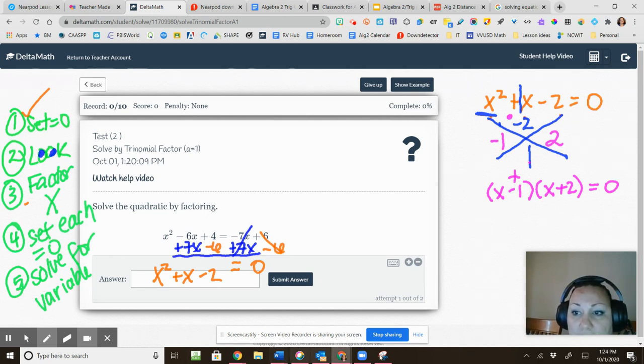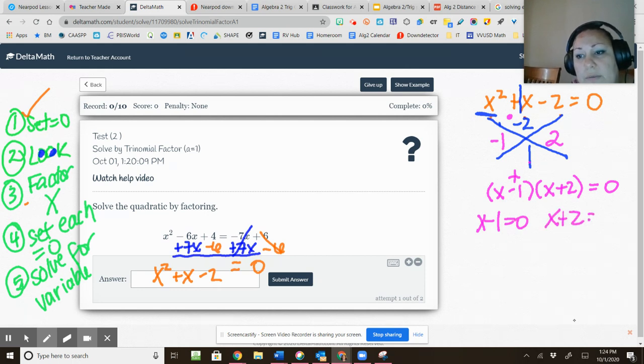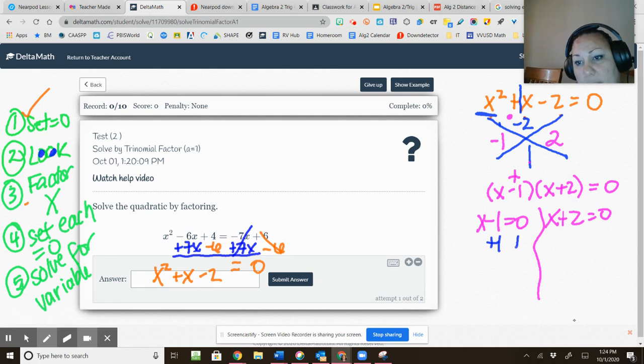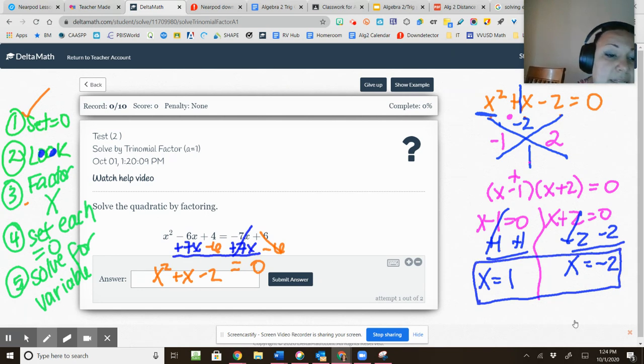Set each factor equal to 0. So now I have x minus 1 equals 0, x plus 2 equals 0. I have two equations that I need to solve. So if I solve the first one, add 1 to both sides, and I get x equals positive 1. And then if I subtract 2 from both sides, I get negative 2. All right, so 1 and negative 2 are my answers.